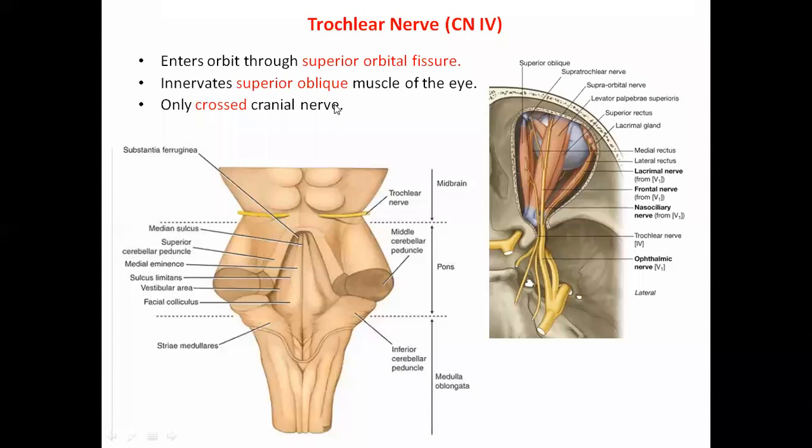It is also the only cranial nerve that emerges dorsally. One more thing is that this nerve arises from the posterior aspect of the brainstem. Usually all the cranial nerves come from the anterior aspect, but this comes from the posterior aspect of the brainstem. That is another peculiarity.